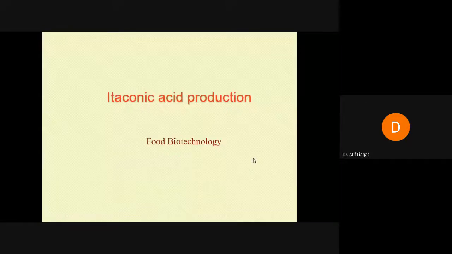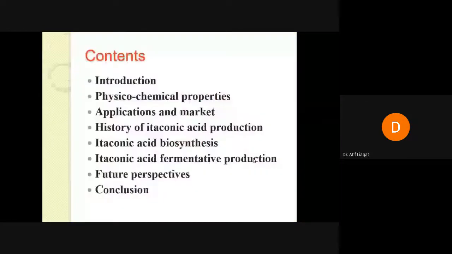So our next lecture is itaconic acid production. The contents include introduction, physicochemical properties, applications and market, history of itaconic acid production, itaconic acid biosynthesis, itaconic acid fermentative production, future perspectives and conclusion of this lecture.